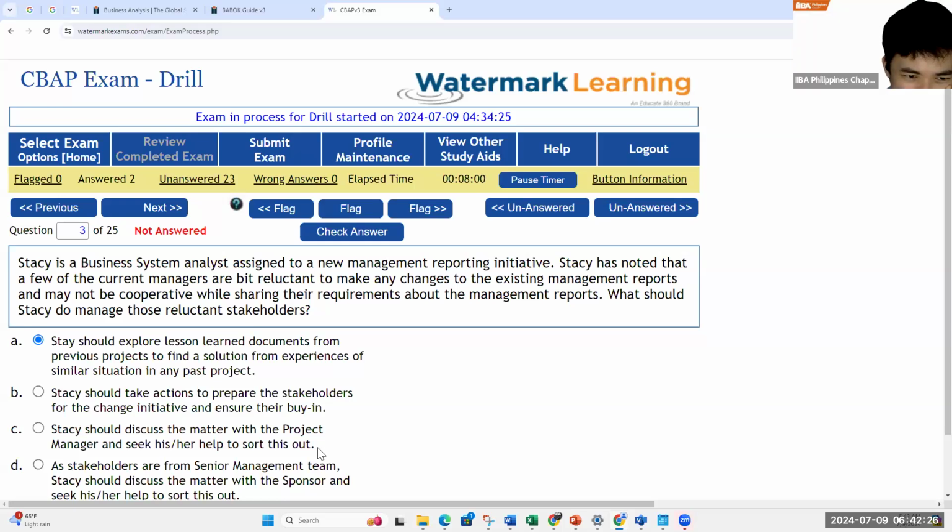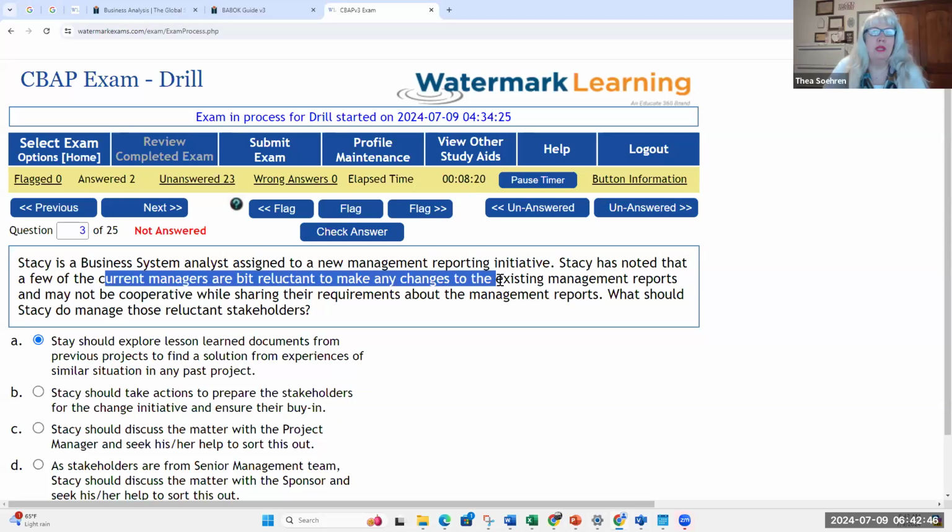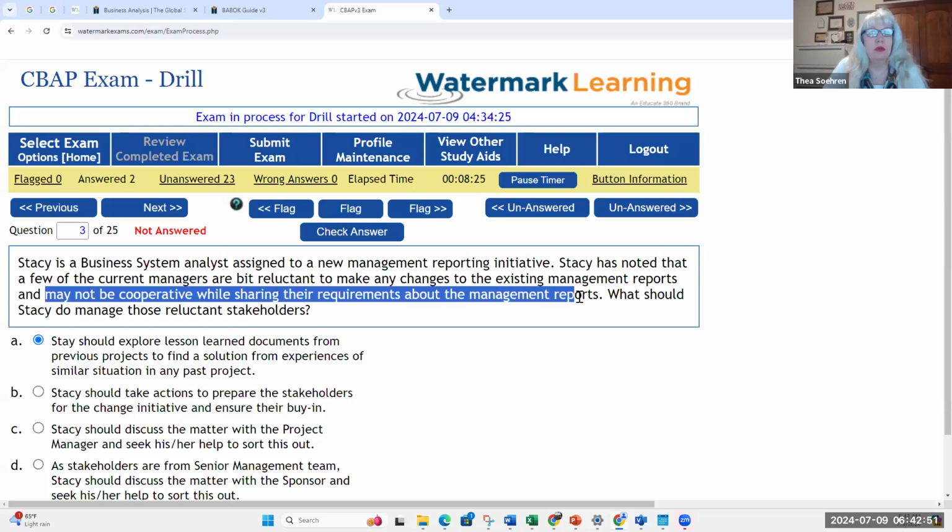Okay. I guess we should first think, which task is she performing right now? She's preparing for elicitation. Well, she's already talked to them to find that they're reluctant and they may not be cooperative while sharing requirements. So it could be prepare, because this looks like it's future. Let's pick one and go on.